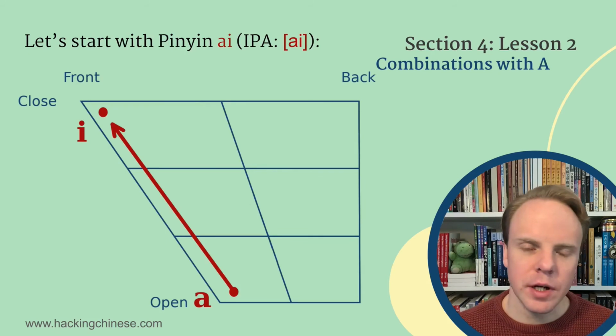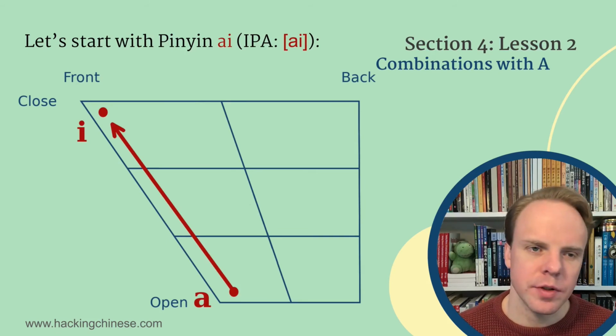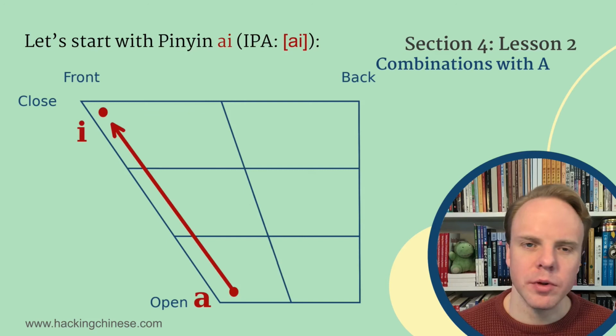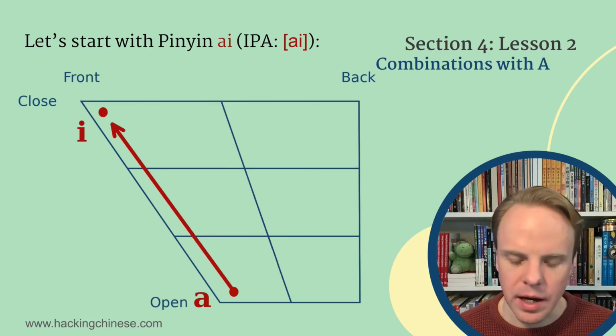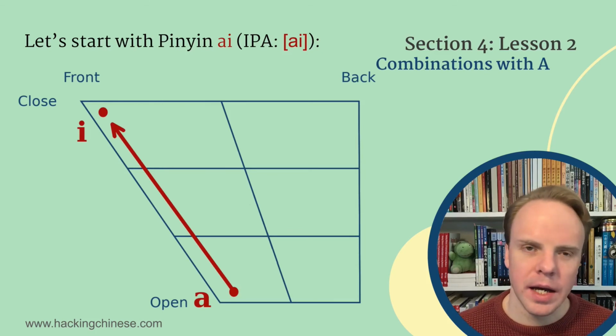Okay, so let's look at our first combination. And so this is spelled ai in pinyin and is pronounced like 'eye'. And this is nothing strange here, it's just a combination of these two, so it doesn't behave in any unexpected way or anything. So ai, so can you feel that your tongue is moving in the direction of the arrow? So ai, like that.